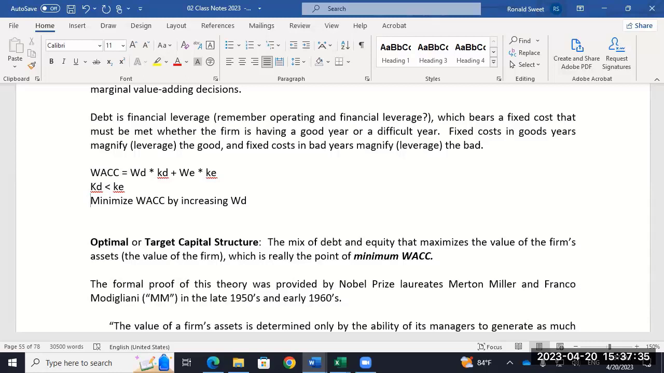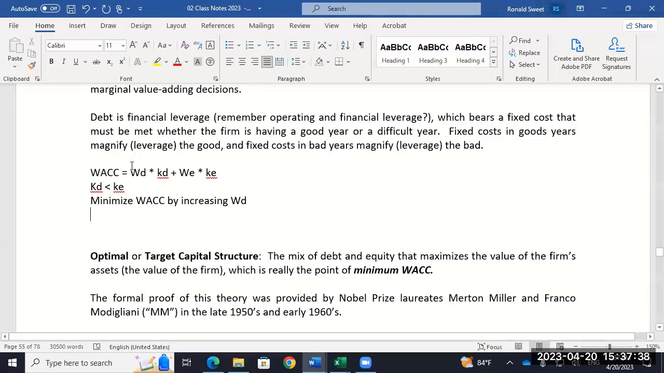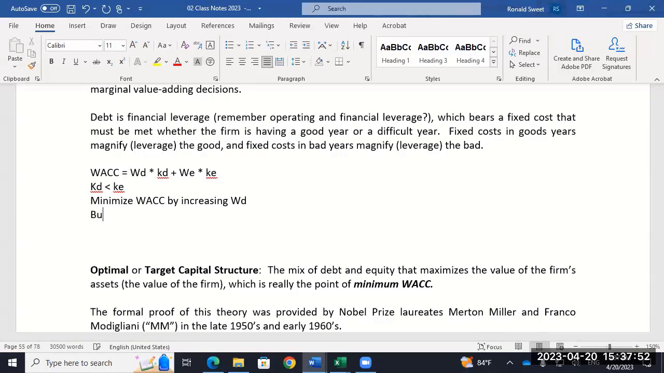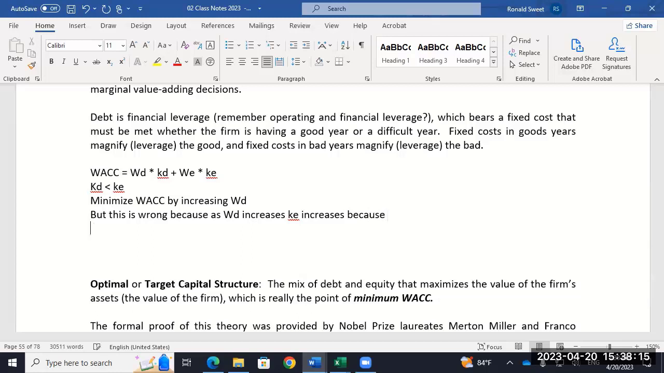What's wrong with that equation? When you increase the weight of debt, does the rest of this formula stay the same? You reduce the weight of equity. What does increasing the weight of debt do to the other parts of this formula? Why is that wrong? As weight of debt increases, what happens to KE? KE increases because, well, there are only three things in KE.